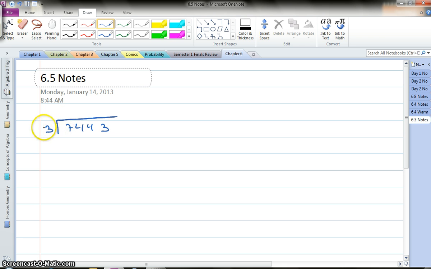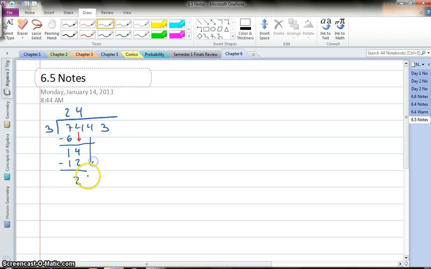So we would take 3. How many times does it go into 7? It'd be 2. 2 times 3 gives me 6. And then we subtract that number. 7 minus 6 is 1. And then we'd bring down the next digit, which is 4. Then we divide and do that process all over again. So 3 goes into 14 4 times. 4 times 3 gives me 12. Subtract. 14 minus 12 is 2.